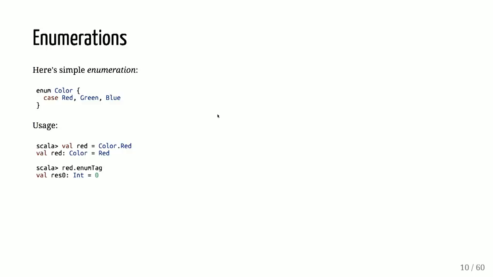So here's a simple enumeration. That's how you write it: enum Color, case Red, Green, Blue. So those are the three cases of the enumeration. And that gives you values like Color.Red. And you have operations on these, like you can find out what its ordinal value is and things like that. So that's a very simple case of an enumeration.